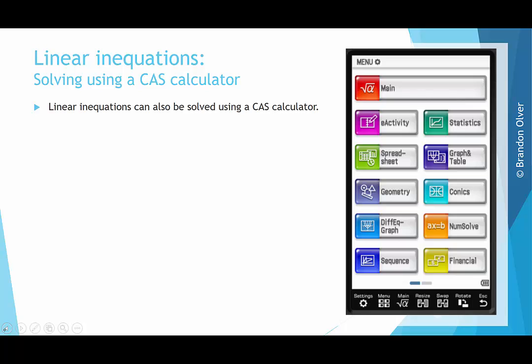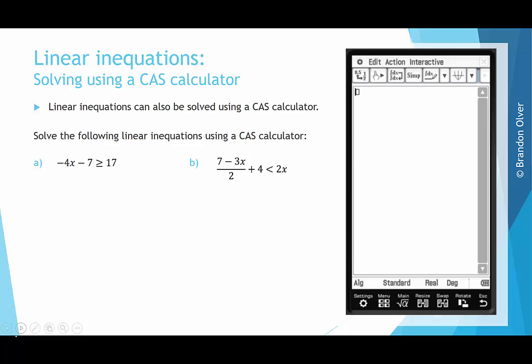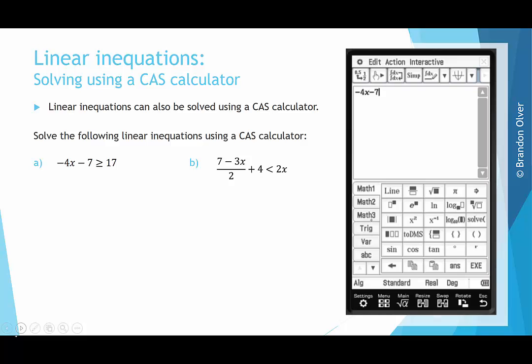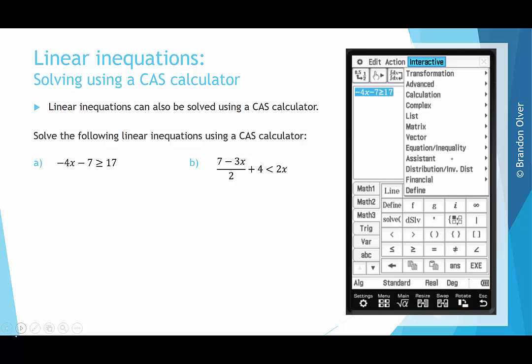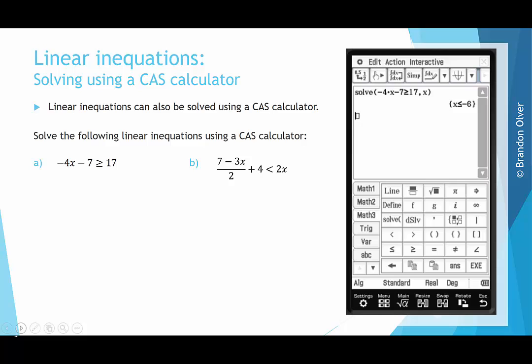We can also solve linear inequations using a CAS calculator. So we're going to solve the following linear inequations. On the CAS calculator, go into the main menu. For part A, we want to enter the equation, which is negative 4x minus 7, and then go into keyboard and math 3 to find the inequality symbols, and we need that to be greater than or equal to 17. To solve this, we highlight it and go interactive equation inequality solve. We want to make sure we're solving for the variable x, which is in the equation, so we press OK, and that gives us our answer.